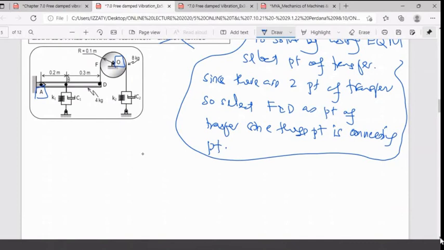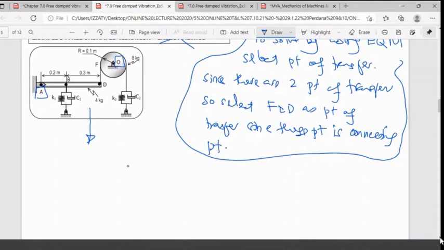I think a couple of times I did mention it in my last lecture. So I'm going to select D here or F here because F and D basically belong to the same body, because it belongs to the chord. So this one will be simplified as what you have here.